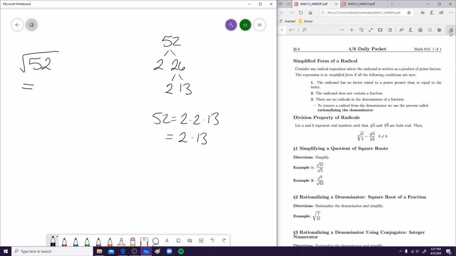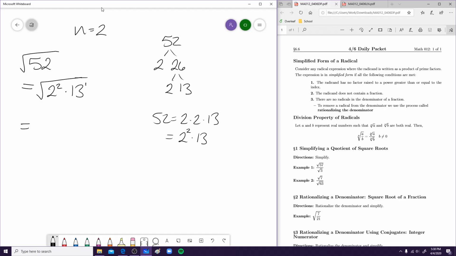There are two 2's, so this becomes 2 squared. So let's rewrite it over here. The square root of 52 becomes the square root of 2 squared times 13. And this is what condition 1 means. First of all, what is our index here? Our index is 2. And it says the radicand has no factor raised to a power greater than or equal to the index. Since there's a square root, we cannot have any factor that has a power of 2 or greater. What is the power on 13? It's just 1. As you can see, for 2 squared, the power is 2, which is equal to 2. So what does that mean? This can be simplified.